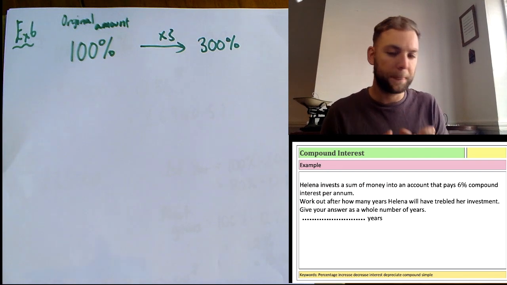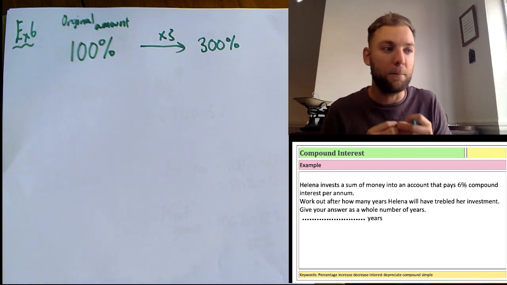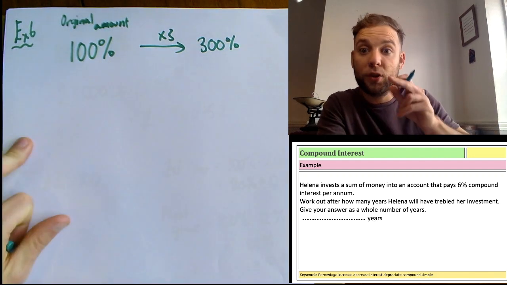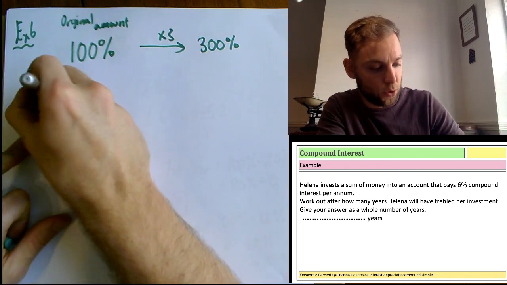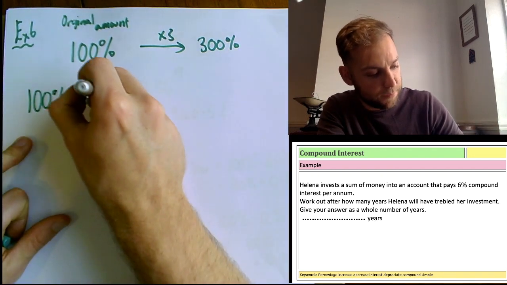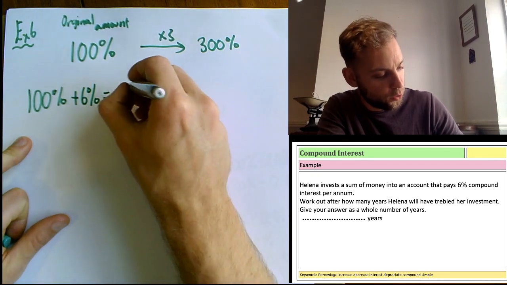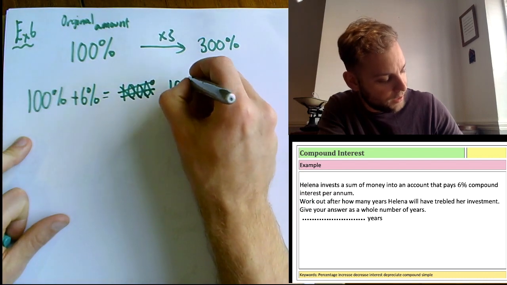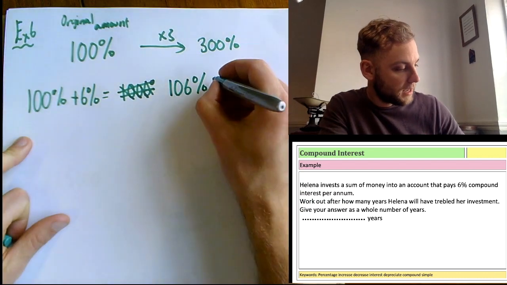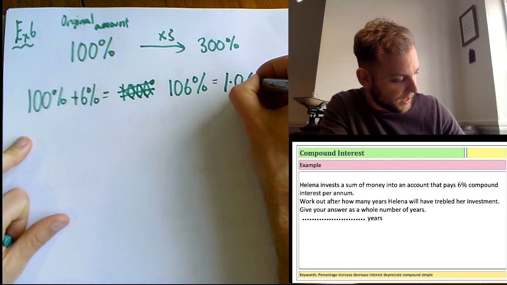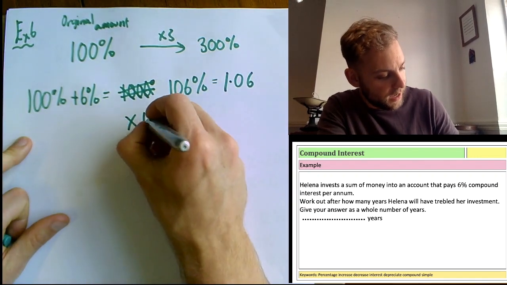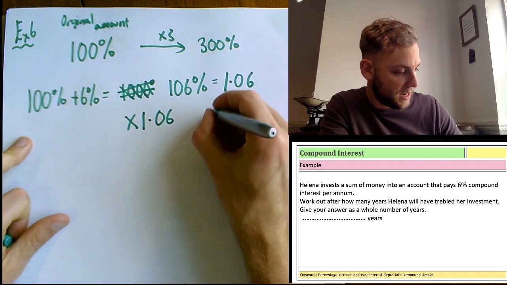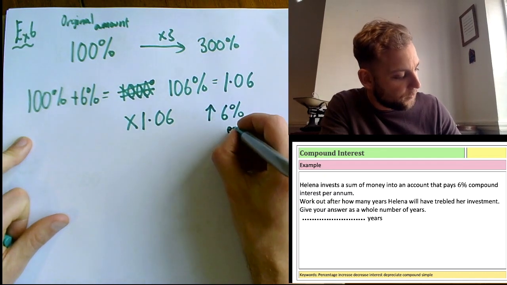Okay, so the next thing I need to do is to think about the multiplier method and how many times I need to multiply this by. So if I'm doing an increase of 6%, that's going to be 100% plus 6%, which is equal to 106%. As a multiplier, that's going to be equal to 1.06. So this here is what I'm multiplying by to get an increase of 6% every year.